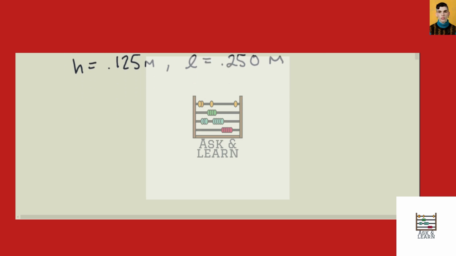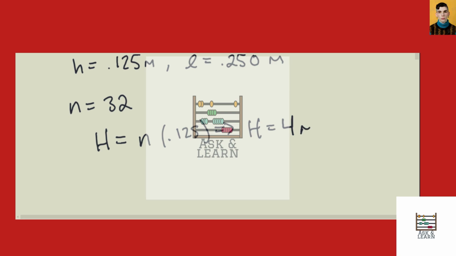So now we want to find the actual height of the entire escalator. And we're told that there are 32 steps in total. So if you want to find the true height of the escalator, we have the number of steps times the height of these steps. So it's 32 times 0.125. So the height of the entire escalator is actually 4 meters.